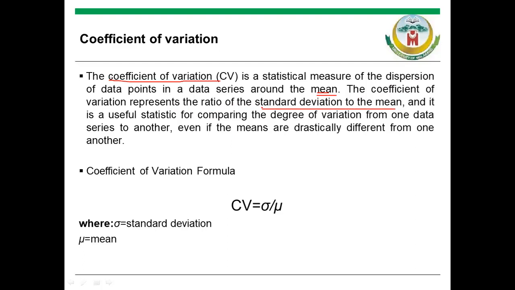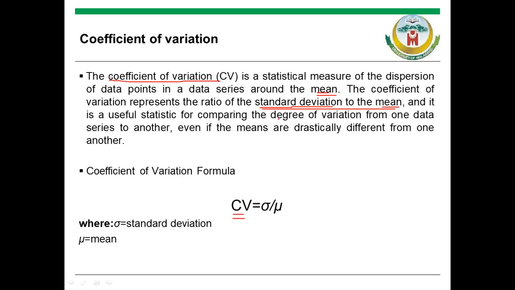So these are two concepts. One is standard deviation and one is mean. So the coefficient of variance is the ratio between these two measures, and it is a useful statistic for comparing the degree of variation from one data series to another, even if the means are drastically different from one another. Okay, so this is actually used for comparison.